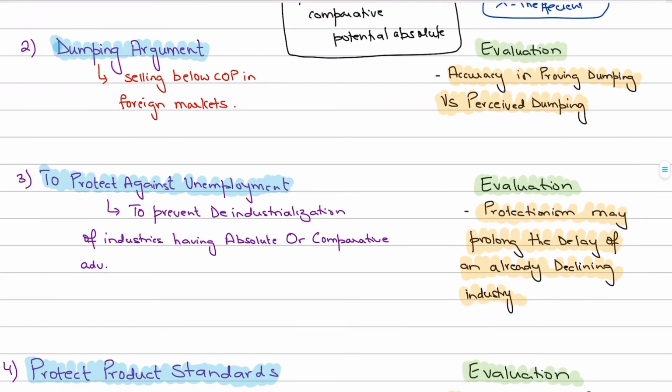Okay, so the next reason why protectionist measures are justified, or why the government might impose trade barriers, is because of the dumping argument. Now, guys, what exactly is dumping? Dumping is basically the selling of a product in the overseas market, that is, in foreign markets, at a price that is below the cost of production, right? And why does this happen? Why do overseas firms actually dump their product in domestic markets?